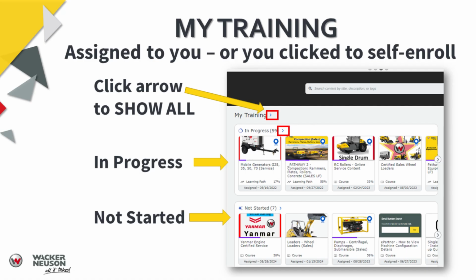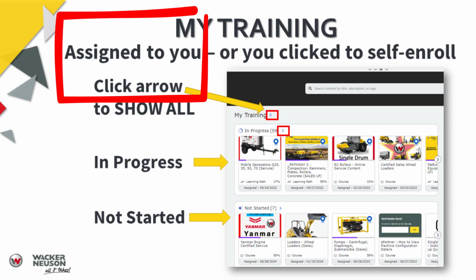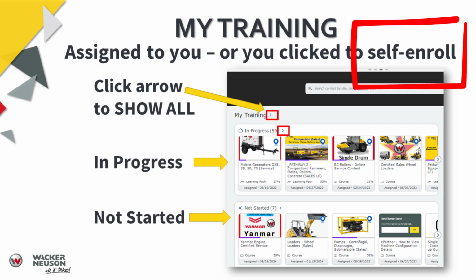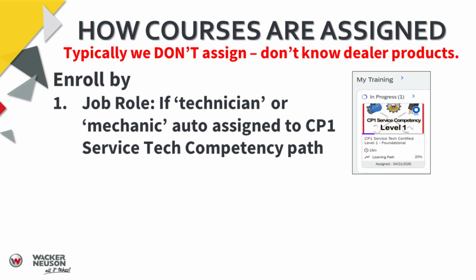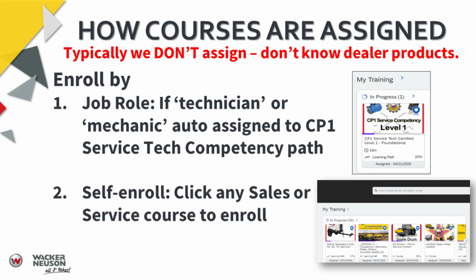The center of the landing page is the My Training section, which is a list of courses divided into in progress and not started. Courses appear in My Training if they were assigned to you or if you clicked on a course and self-enrolled. We don't typically auto-assign courses to users because we don't know which Wacker Neuson products are handled at your dealer. We do assign our Certified Service Technician Learning Path to users who are a service technician or mechanic. But users can self-enroll in any course just by clicking the title of the course.